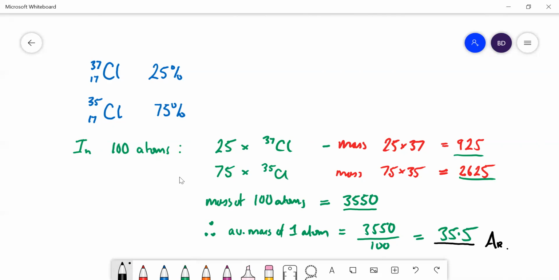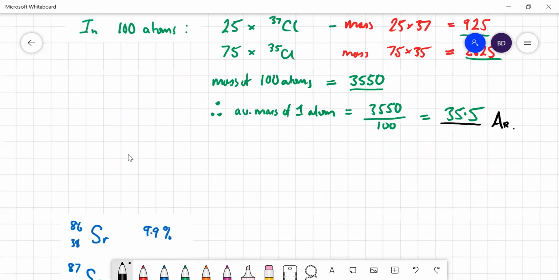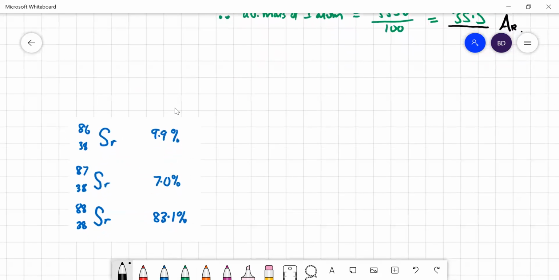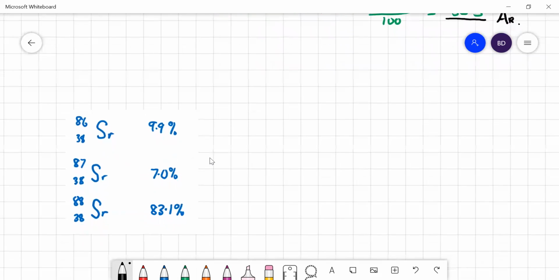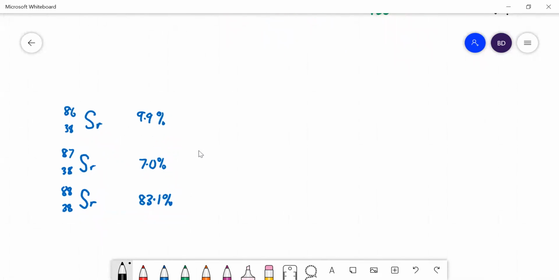Let me do a slightly more complicated example. This is strontium, which is made of 3 different isotopes: 86, 87, and 88. Obviously they've all got the same number of protons because they're isotopes. Let's work out, again in 100 atoms, how many 86s we have. This is a bit weird because we're going to have a decimal, so we're going to have 9.9 atoms of 86.